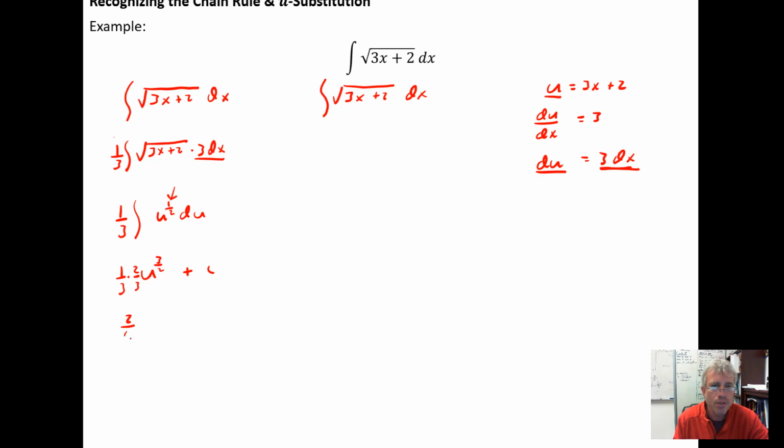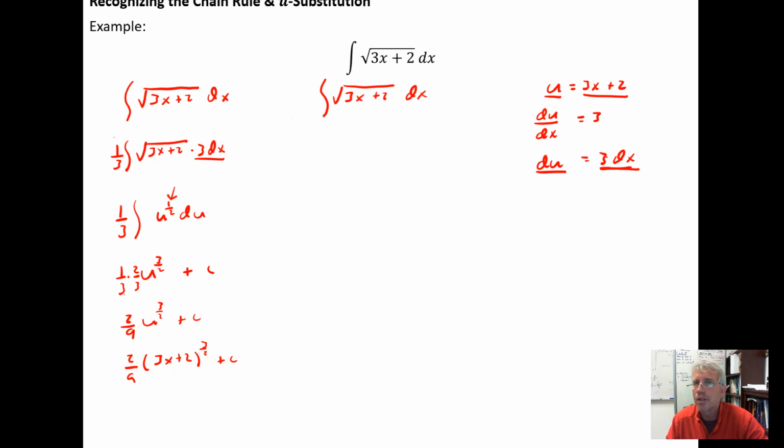So I get 2/6 u to the 3/2 plus c. And then we need to move it back into variable x. So we'll get, that's actually 2/9 right there. 2/9. 3 times 3 is 9, not 6. So we get 2/9, and then it's u to the 3/2 plus c. But u is just 3x plus 2. And that's good enough for our purposes.